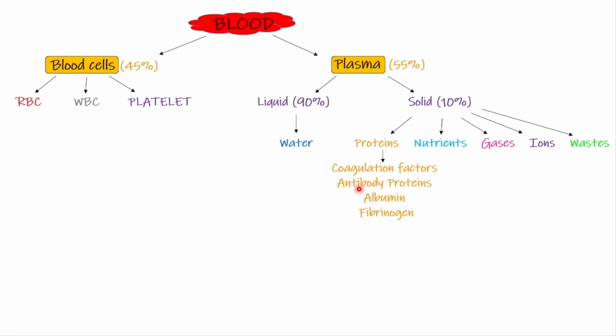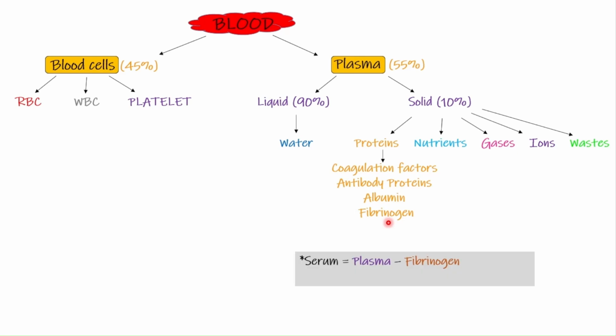Then we have antibody proteins. Antibodies play their role in immunity. Both of these will be discussed in detail in their respective chapters. Then we have the famous albumin, the plasma protein, and then we have fibrinogen. Fibrinogen is also involved in blood clotting.